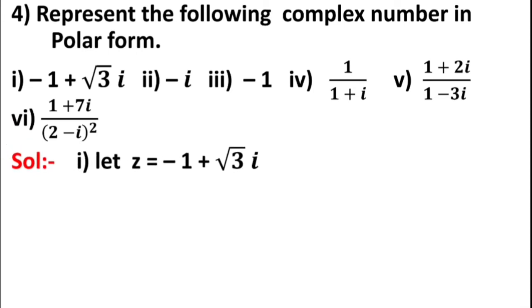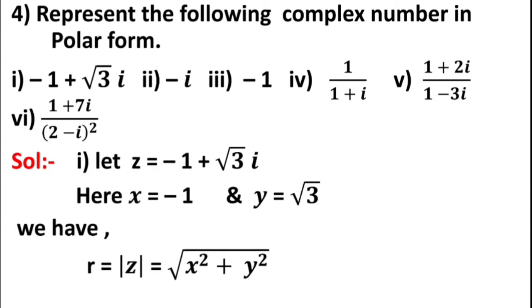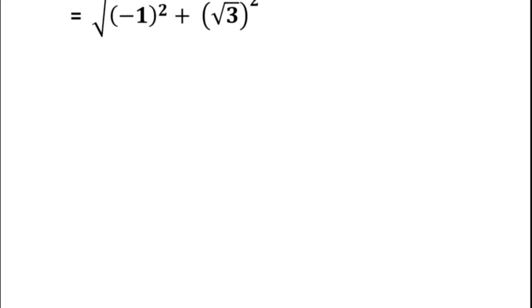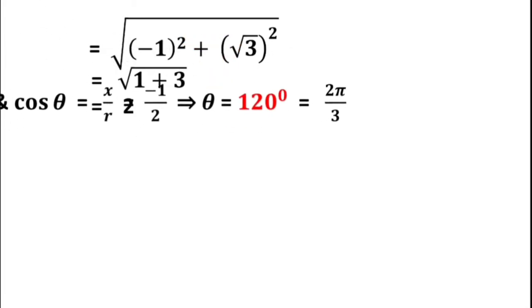For the first, let z is equal to -1 plus root 3 into i. Here x is equal to -1 and y is equal to root 3. In polar form we need r as well as theta, so first we have to find r. What is r? We have r is equal to under root of x square plus y square, also denoted by mod z, that is modulus. Substituting both the values, -1 square plus root 3 the whole square is 1 plus 3, which is under root 4, and under root 4 is 2.